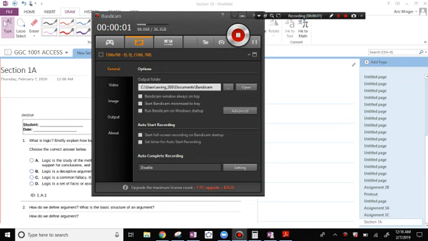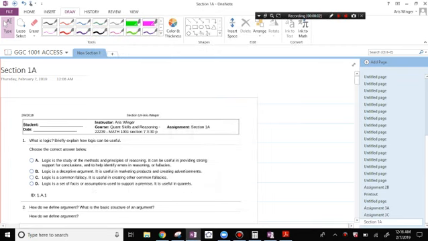All right, we're in 1A and we're working on logic. Okay, so what is logic? Logic is the study of the methods and principles of reasoning. It can be useful in providing strong support for conclusions and to help identify errors in reasoning or fallacies.